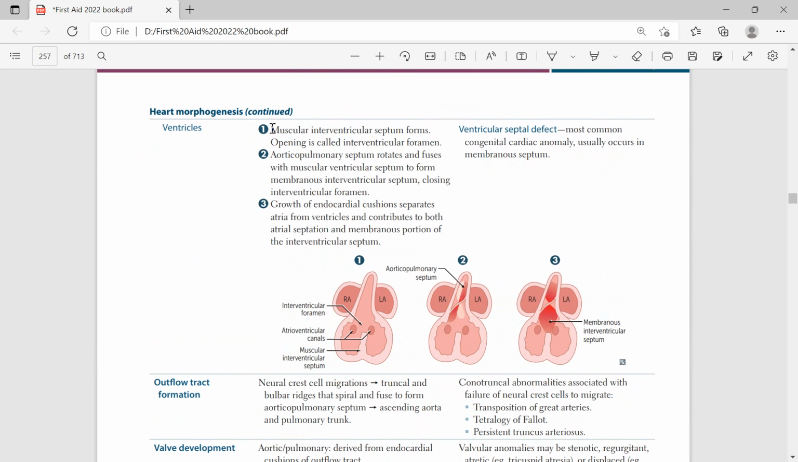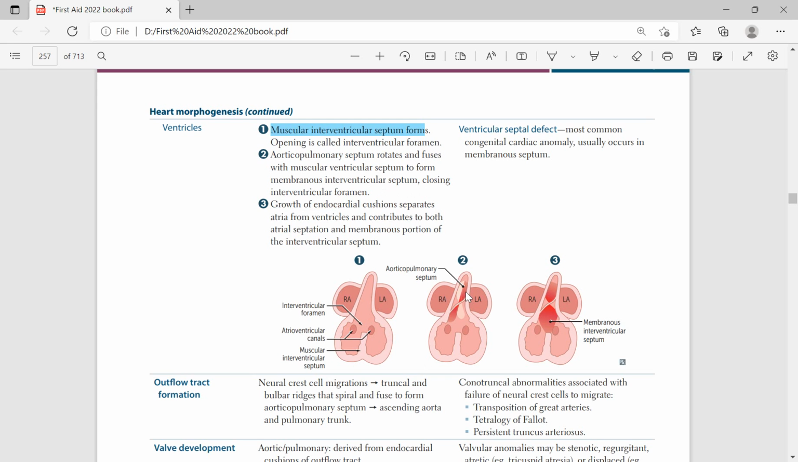The muscular interventricular septum forms. It is the muscular interventricular septum, and the opening is called the interventricular foramen. The aorticopulmonary septum rotates and fuses with the muscular interventricular septum to form the membranous interventricular septum, closing the interventricular foramen.